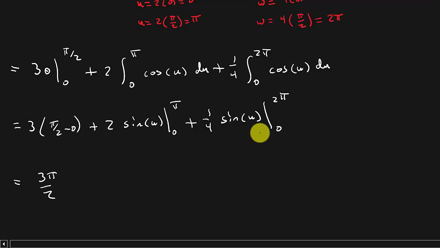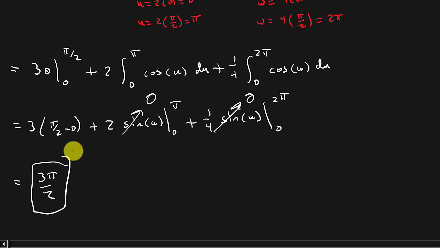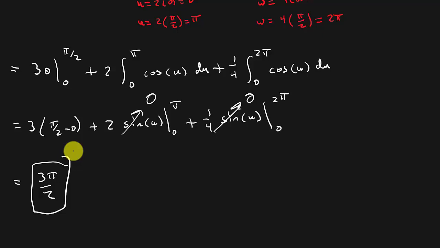Now, I'm not going to write this out, I have a couple of times in the video, but look, plug the pi in. Sine of pi is 0. Sine of 0 is 0. That whole term's going to 0. Sine of 2 pi is 0. Sine of 0 is 0. All of that's going to 0, and you're left with 3 pi over 2. Okay, so that's that problem.